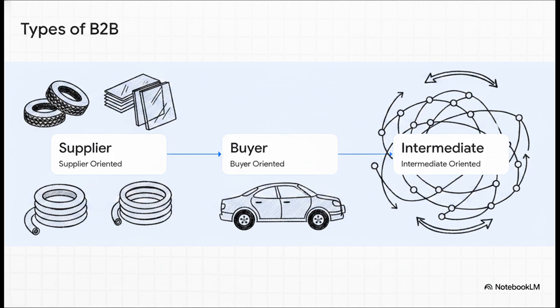B2B transactions generally fall into three distinct buckets. First, supplier-oriented, which is a marketplace where tons of buyers purchase from just a few dominant suppliers. Then you have buyer-oriented, which is the total reverse, a few powerful buyers sourcing from a sea of competing suppliers. And finally, intermediate-oriented, where a third-party platform actively matches buyers and sellers. To put that in perspective, before an auto manufacturer ever sells a car, they operate as a massive buyer, sourcing tires from rubber suppliers and windscreens from glass manufacturers in these huge, complex B2B transactions.